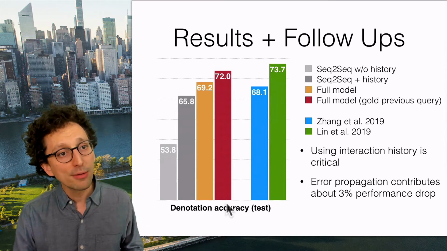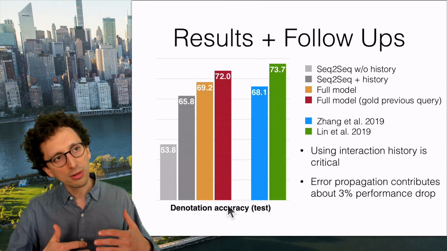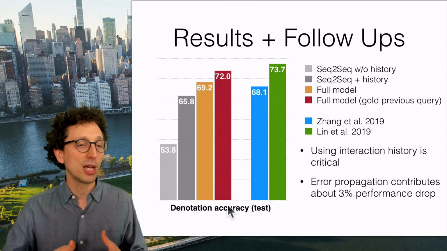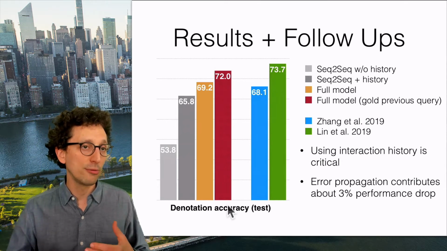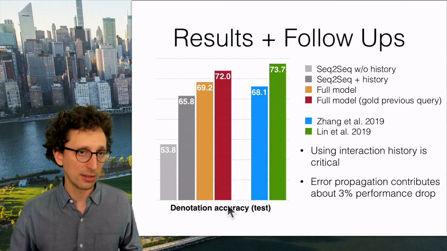What we see from the red bar is that our model is sensitive to error propagation. Because we rely on the previous SQL queries, if we mess up something in these queries, we are unlikely to be able to copy it right. And so if we give access to gold standard previous queries, then we perform significantly better.